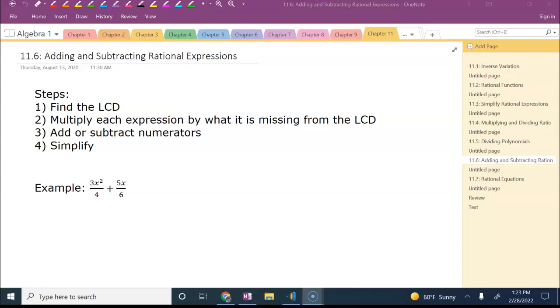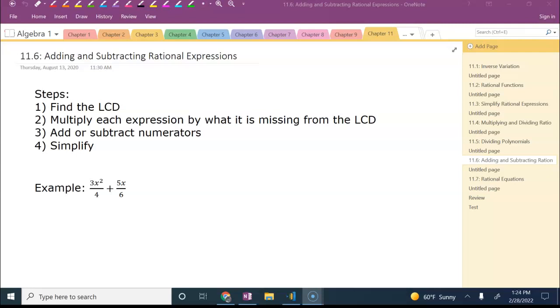Chapter 11, Section 6 is going to go over how we can add and subtract these rational expressions. A couple of sections ago we went over how to multiply and divide them, and now we're going to take this a step further and talk about how to add and subtract. Now, adding and subtracting fractions, remember that you do have to have common denominators.